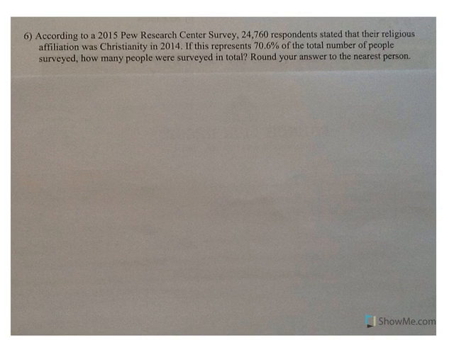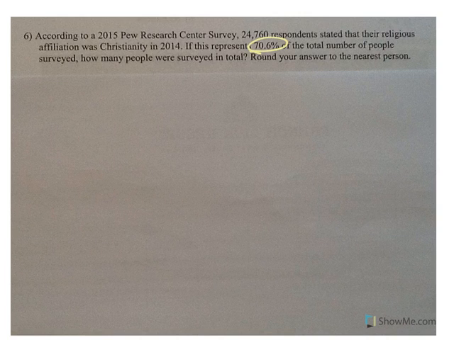Number 6, according to a 2015 Pew Research Center survey, 24,760 respondents stated that their religious affiliation was Christianity in 2014. If this represents 70.6% of the total number of people, how many people were surveyed in total? And it says round to the nearest person.